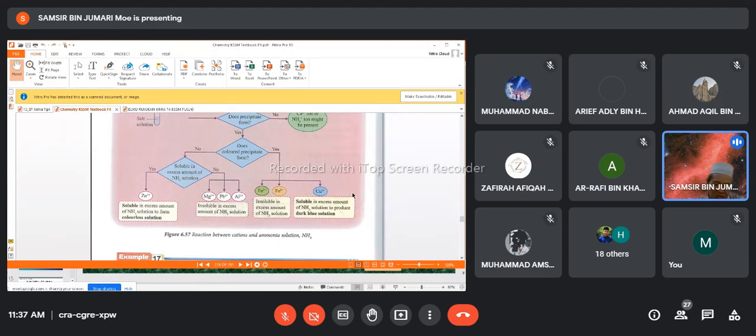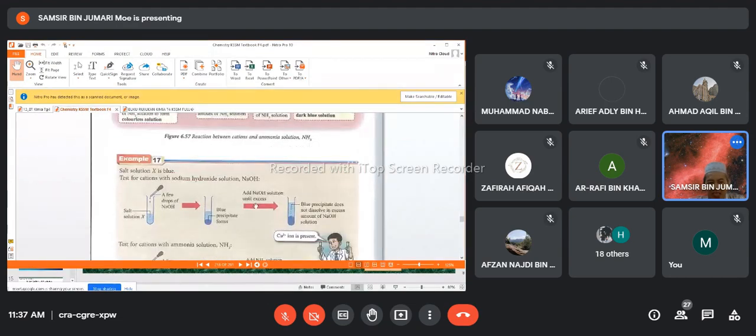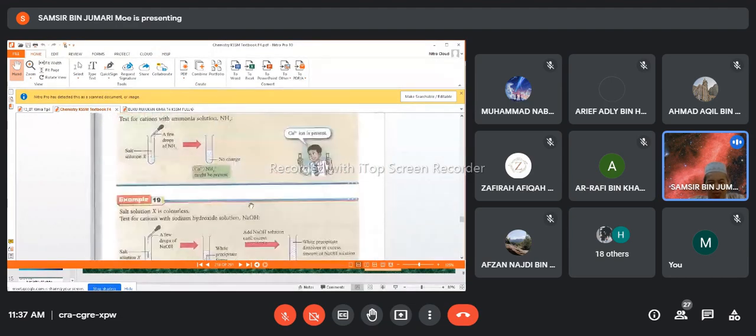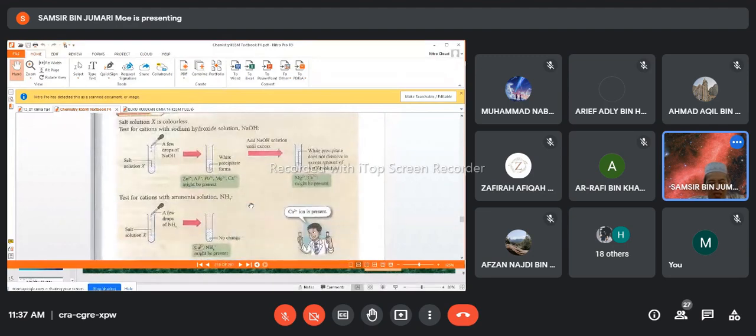Reagent ni bahan uji sama ada kita gunakan sodium hydroxide tadi atau ammonia aqueous solution. So setakat ni boleh faham? Boleh juga. Okay. So far we cannot identify exactly, or we cannot distinguish between lead 2 ion and aluminum ion. Okay, so there we go to the next series of the identification test.